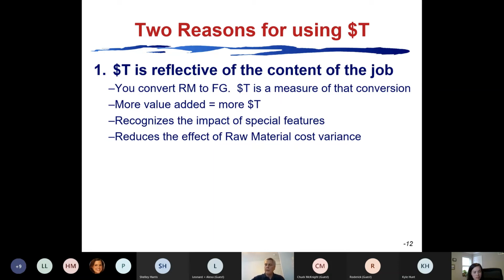It also reduces the effect of raw material cost variance. A Uba Tuba job is much less of a price point and probably a lot less throughput than one with an exotic stone. That's reason number one we use throughput.